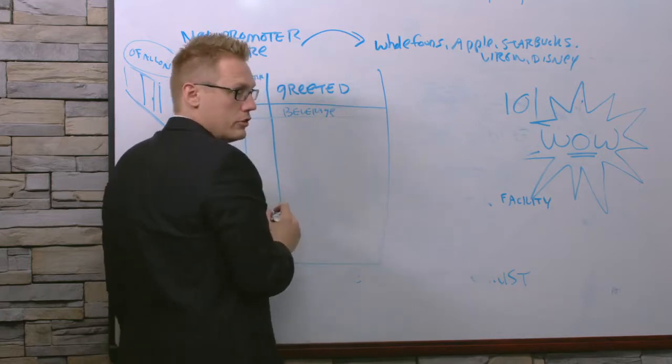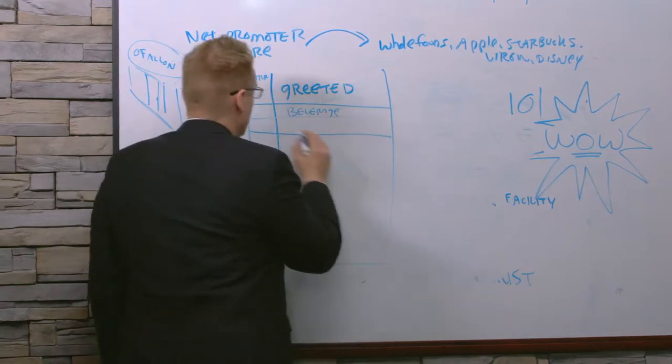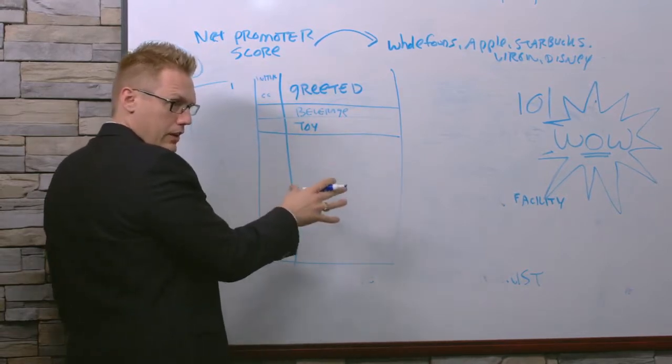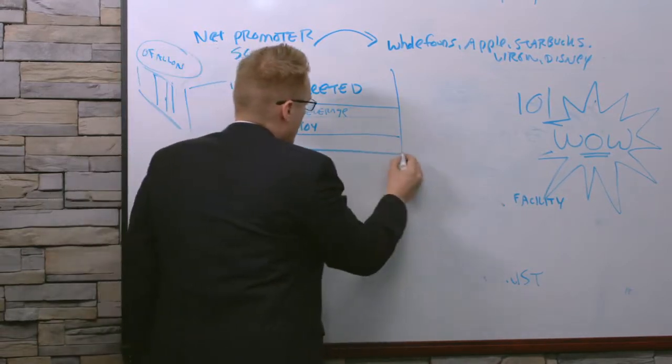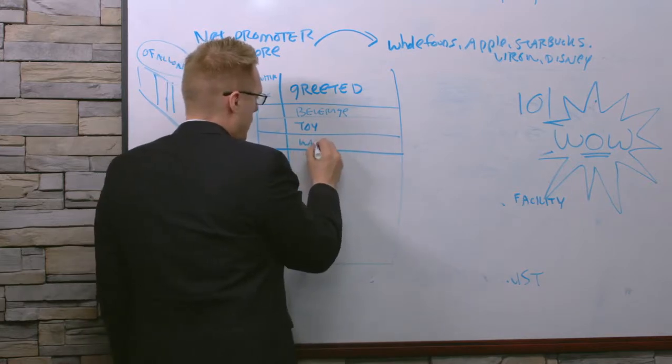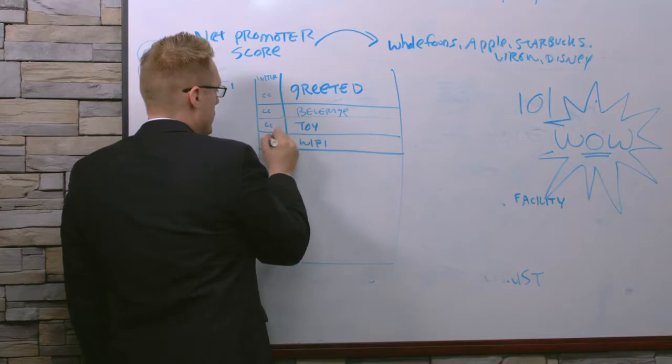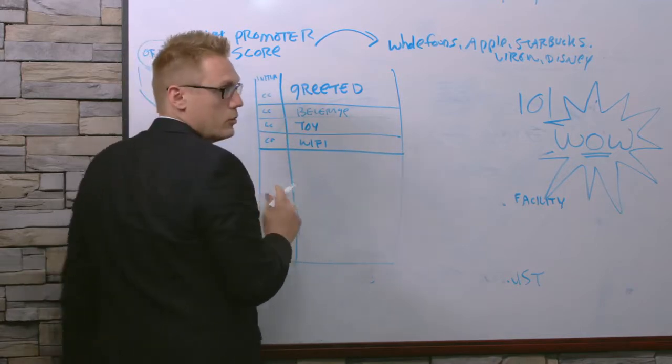We offered them a beverage. We also gave the kid a fun toy. If there was a kid, we gave the kid a fun toy. And we also told mom and dad about the Wi-Fi. Every single time. And the thing is, the world's too complex to try to remember. So you want a checklist.